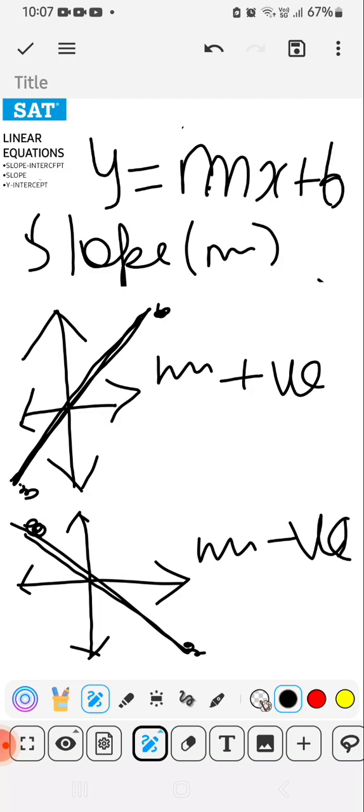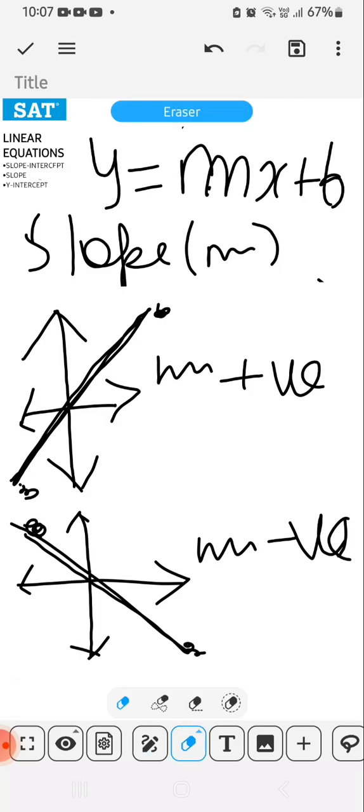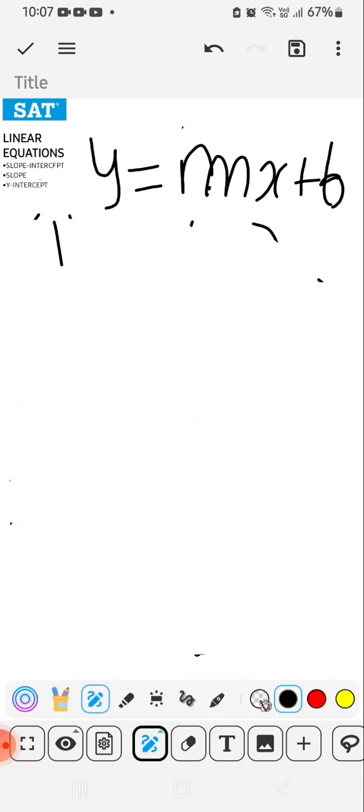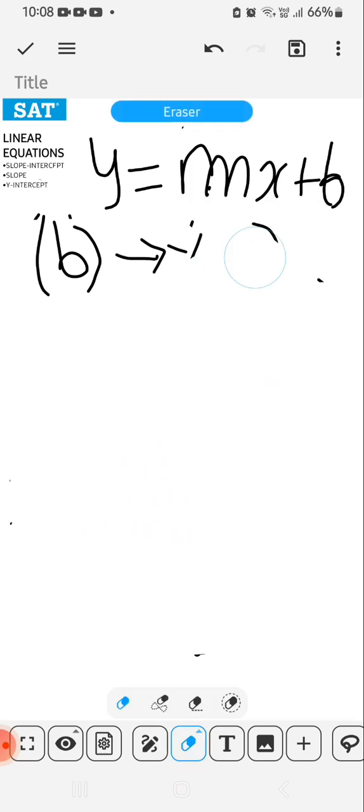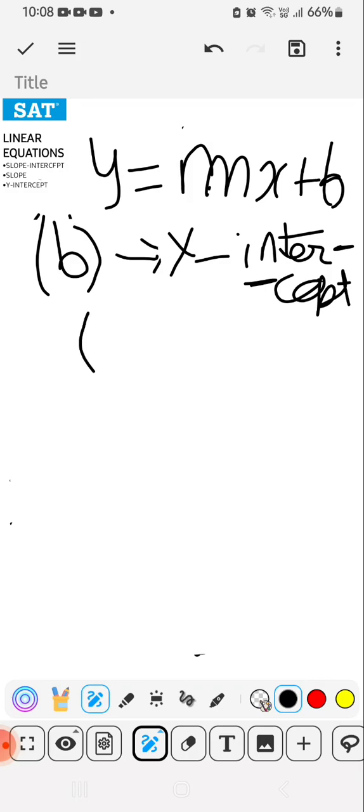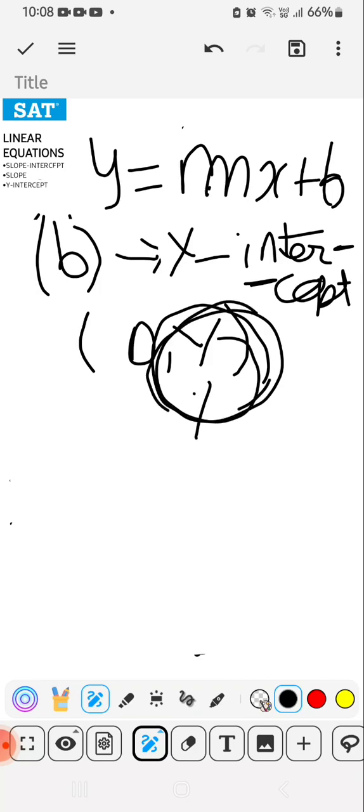Okay, so now let's follow with the concept of y-intercept. We would write this y-intercept in short form as b. So what is y-intercept? The y-intercept is where the graph touches the y-axis, which is (0, y). When the graph touches the y-axis, the value that comes would be our y-intercept.